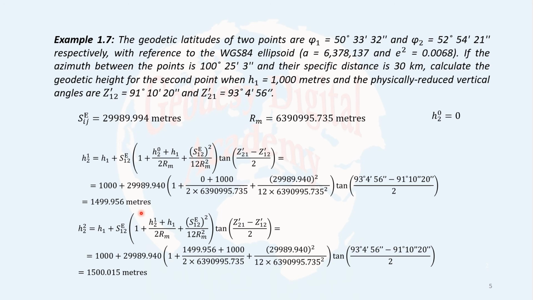And now I insert this new value here as Hj and redo the computations. So I get a value closer to 1,500 meters, but 15 millimeters larger. If you insert this value again here, and repeat the calculations, you will get the same value. It means that the solution converged.